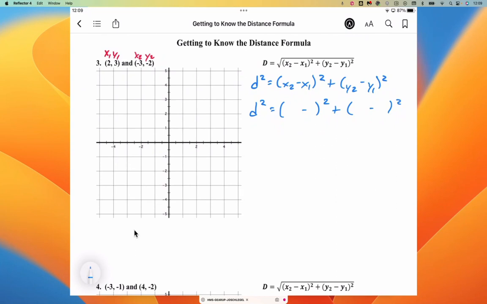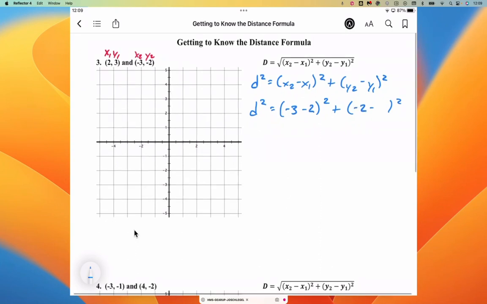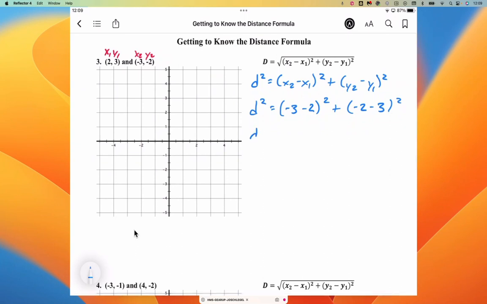We're going to have x2 minus x1. x2 is -3. x1 is 2. y2 is -2. y1 is 3. And we get -3 minus 2 is -5 squared. -2 minus 3 is also -5 squared. And so d squared is going to be 25 plus 25. D squared is 50.